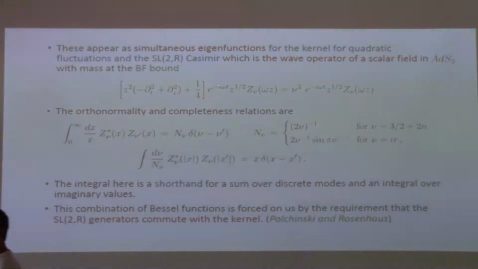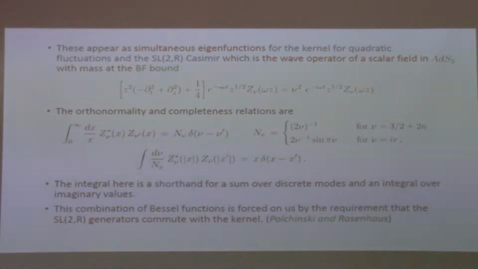Now, as I said, these appear because of the symmetry as simultaneous eigenfunctions of the kernel for the quadratic fluctuations and the SL2R Casimir. Of course, any Bessel function is an eigenfunction of the SL2R Casimir. The fact that you have to choose this very particular combination of Bessel functions is dictated by the fact that the SL2R generators actually commute with that kernel. I haven't written down what that kernel for the small fluctuations is, but that dictates uniquely what this combination of Bessel functions has to be.